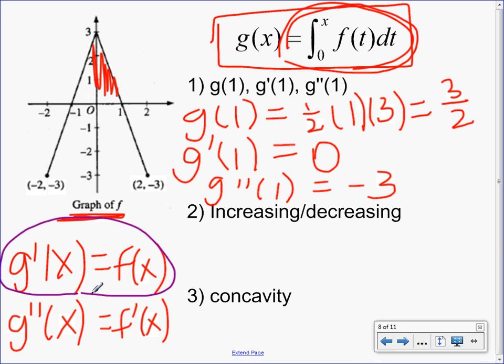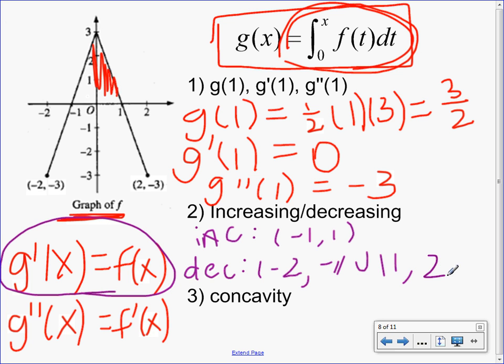We have the derivative graph. If this is the graph of the derivative, and I'm talking about increasing, let's think back to chapter 3. Negative 1 to 1, because our derivative is positive. When we talk about decreasing, we want to know where our derivative is negative. Negative what? Negative 2 to negative 1.